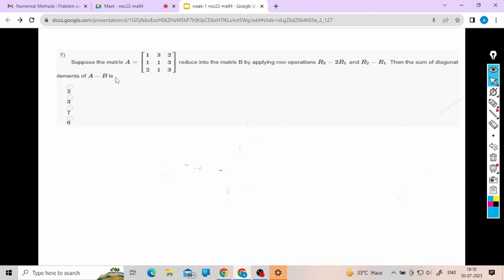So what have you got? Are you getting option B, that is x1 equals 1 by 3 and x2 equals 4 by 9? Okay, so let's see the solution, how it is to be done.